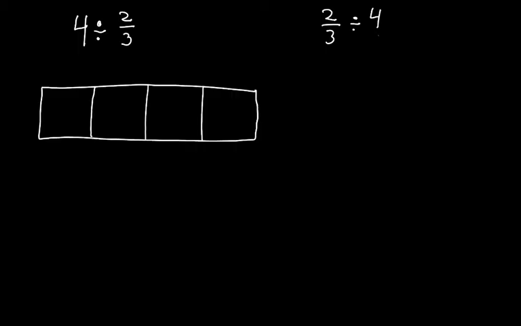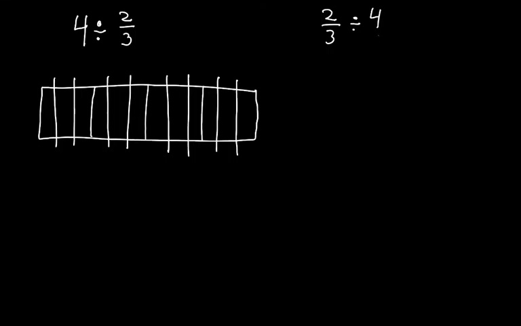In order to start a diagram, I always start drawing the first number I see. So for instance, 4 divided by 2/3, I see 4 first. So I drew a diagram that represents 4. Now what we have to do is break each of these units into thirds.